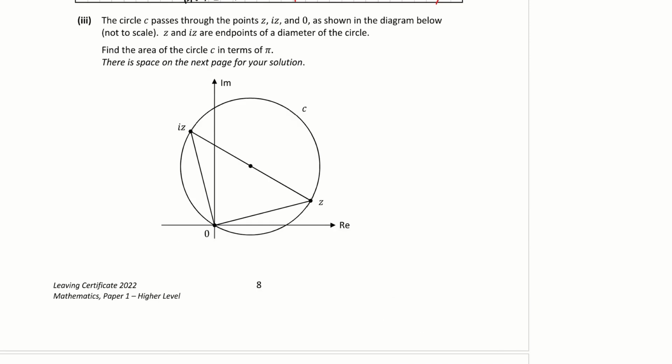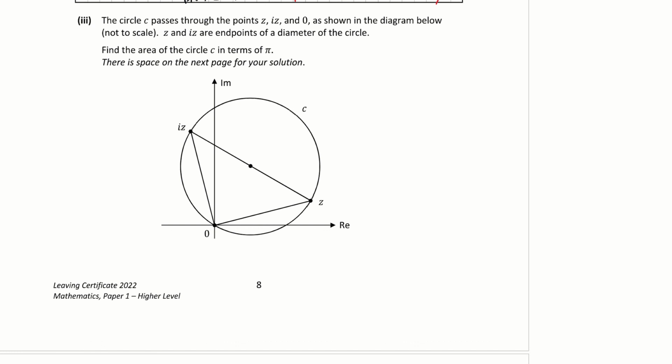Part 3: the circle C passes through the points z, iz and 0 as shown in the diagram below, not to scale. z and iz are endpoints of the diameter of the circle. Find the area of the circle C in terms of pi. The space is on the next page, but I'm just going to work my answer out here around the circle so we can follow the steps and use the diagram for assistance.